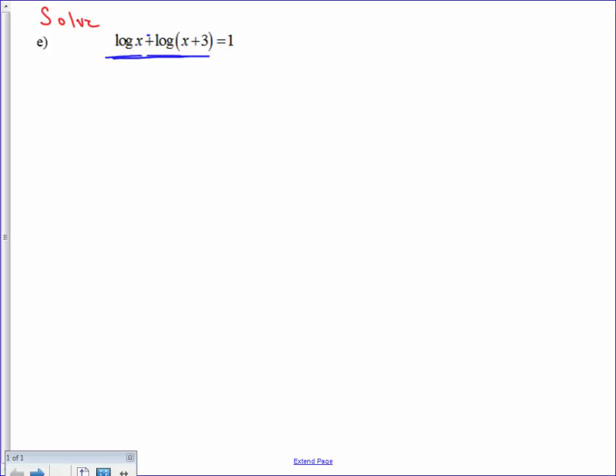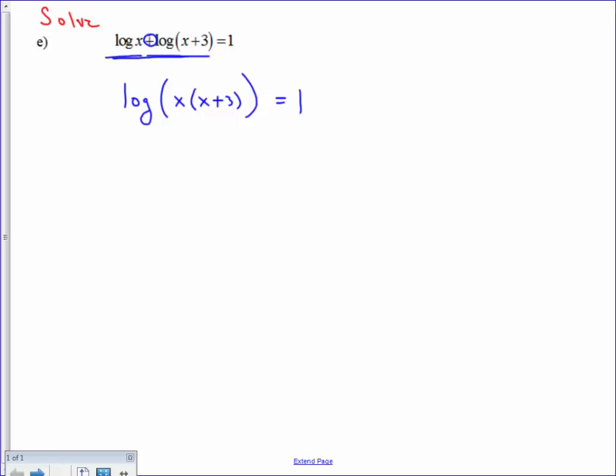Remember that if you have the sum of two logs, you can combine that as the log of the product of the two arguments. And so you would combine the log of x plus log of x plus 3 as a single log and then multiply the arguments x and x plus 3. Doing this, I'm able to maintain a single log on the left-hand side.